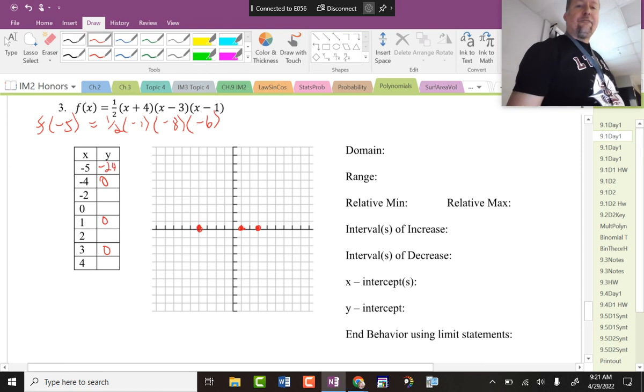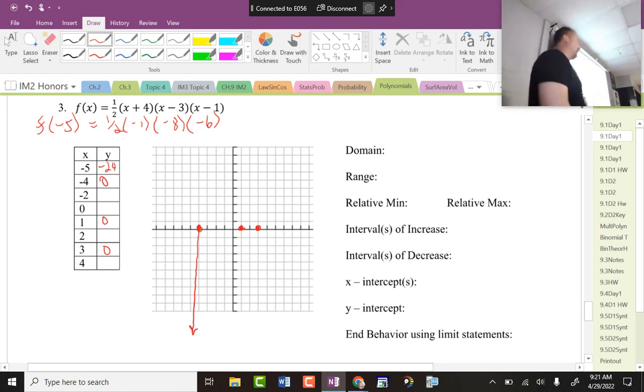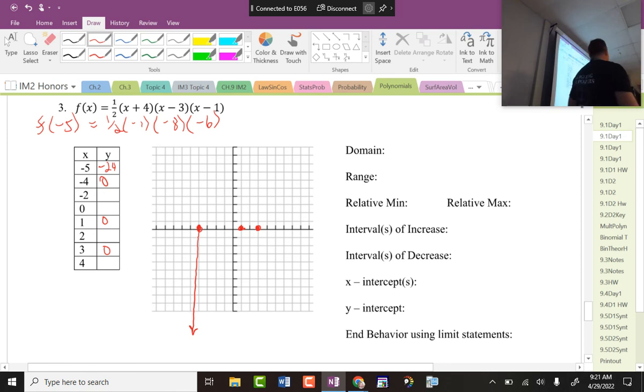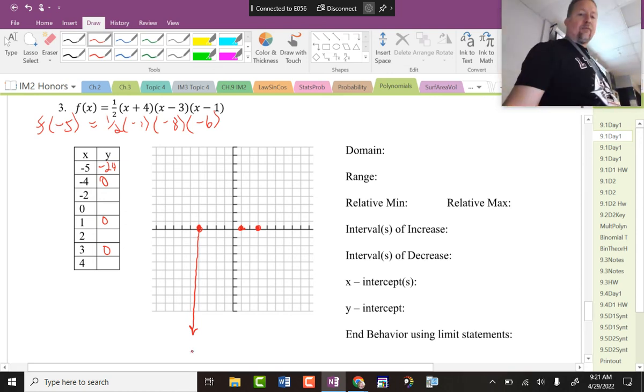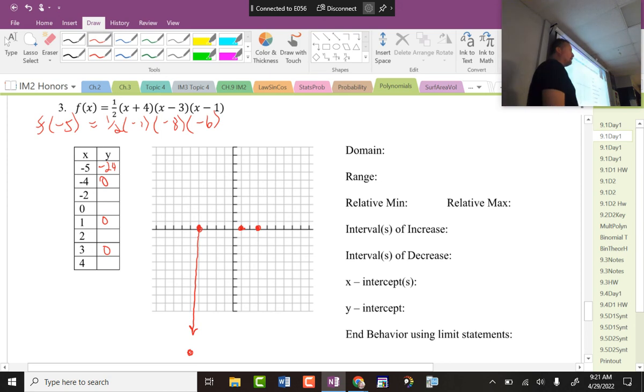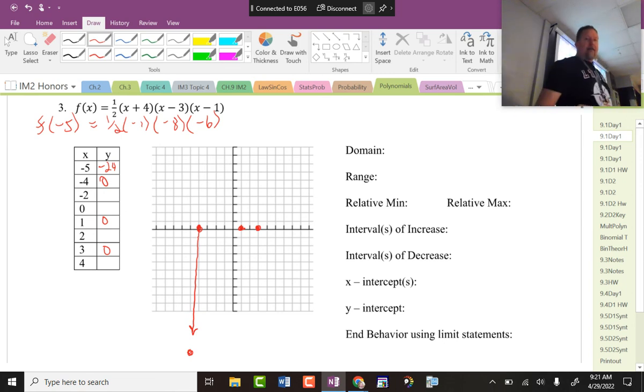At -5, this sucker takes off. I can't even hit that point. So connecting these 2 points is a very, very steep part of the graph. All right? And that's what that means to me, because at -5, -24, this isn't even correct where it's at. It's even lower than that. Okay, make sense?